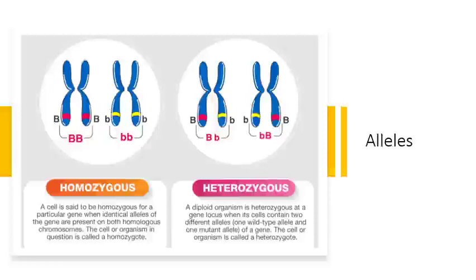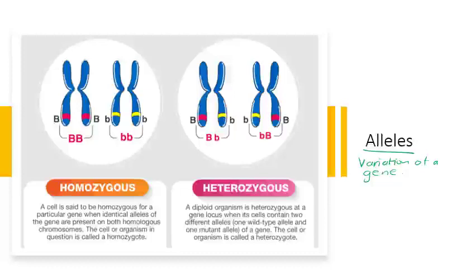Okay, so when we're looking at our homologous chromosomes, we know that we're looking at alleles. Again, what is an allele? It is just a variation of a specific gene, right? Now, these variations can either be homozygous or heterozygous.